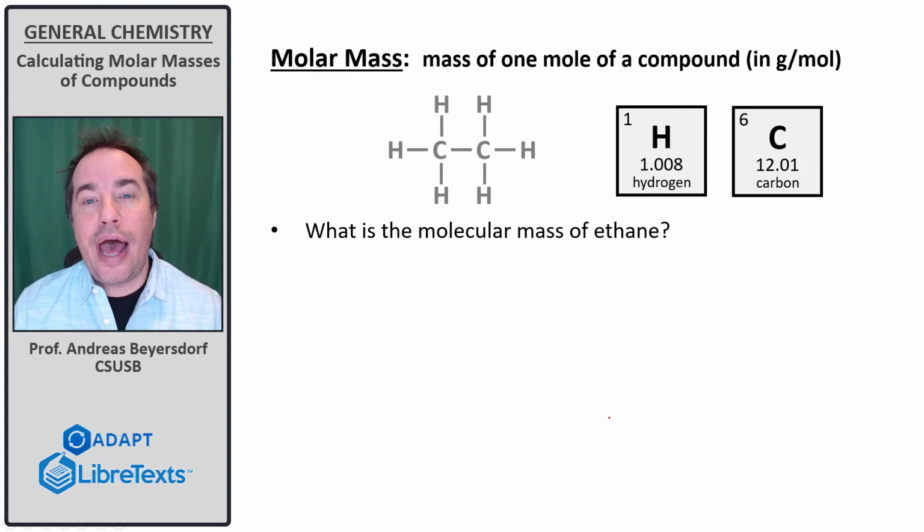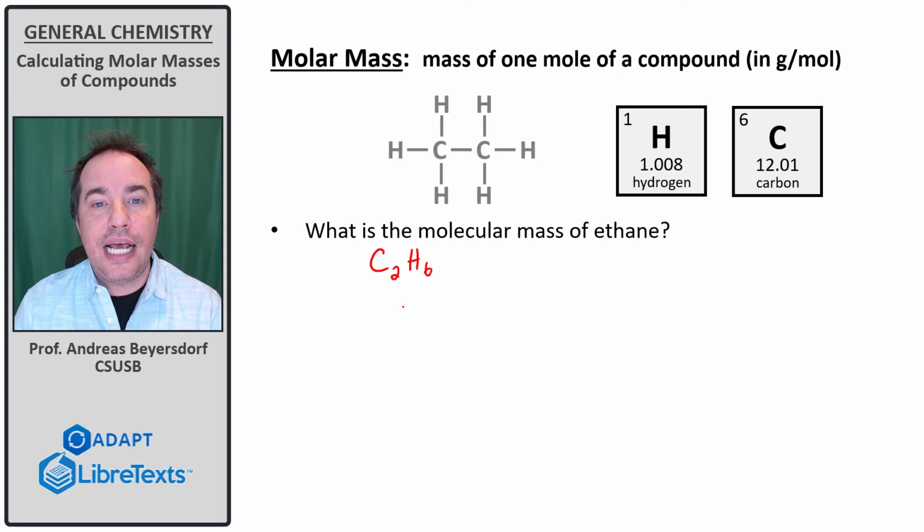Now, let's go ahead and look at another problem. So let's determine the molecular mass of ethane. We have the structural formula there on top, and we can see that we have 2 carbons and 1, 2, 3, 4, 5, 6 hydrogens. So it's C2H6.